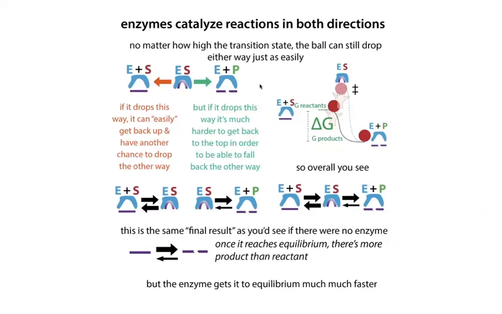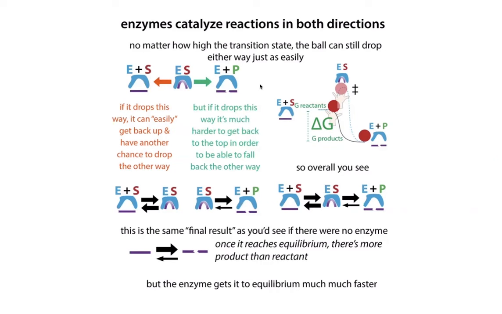And remember that enzymes are going to catalyze the reaction in both directions. So no matter how high the transition state, the ball can still drop either way just as easily. You can slide down either way of the rainbow just as easily. But when you reach that pot of gold, then you're less likely to go back. It's harder for you to climb all the way up the rainbow. There's a higher cost to get back up. Your activation energy would be even bigger to go from the products to the tipping point than it would from the reactants, or from the substrate, to the tipping point.